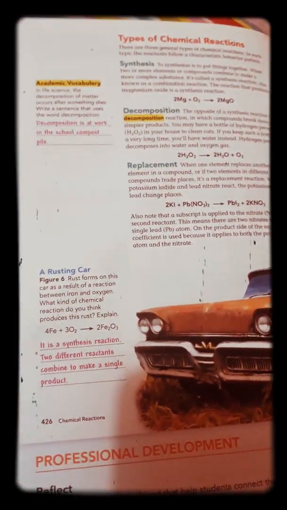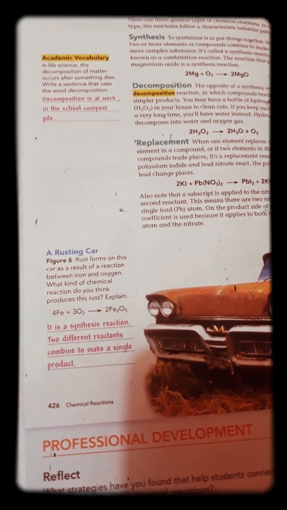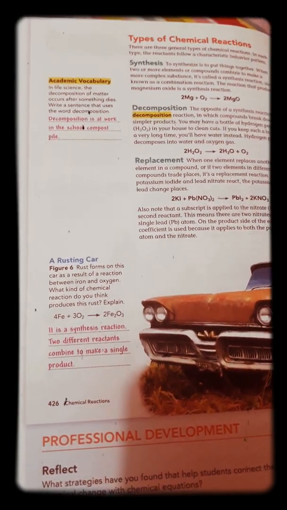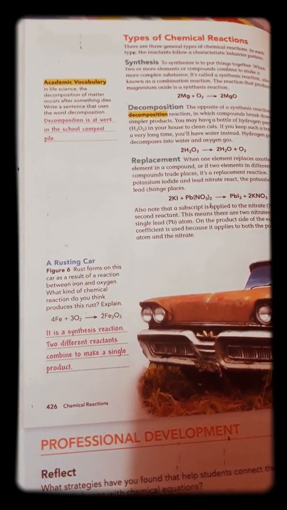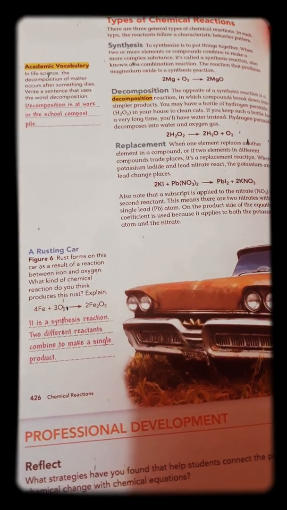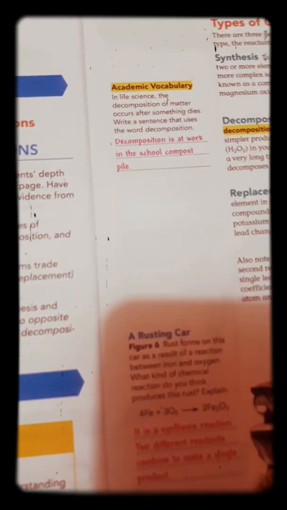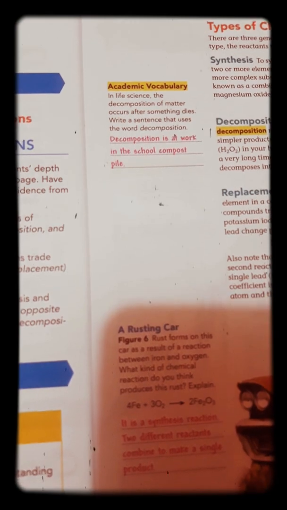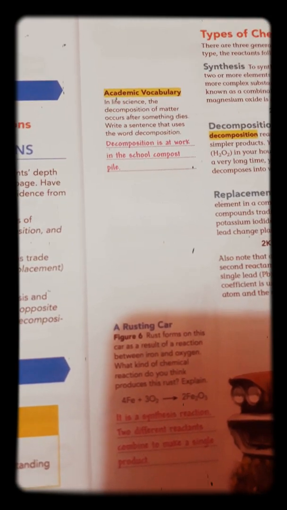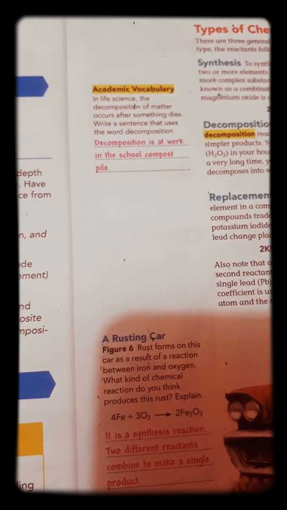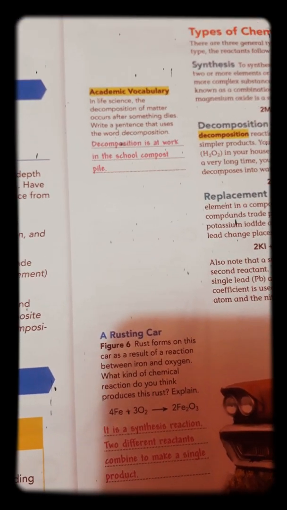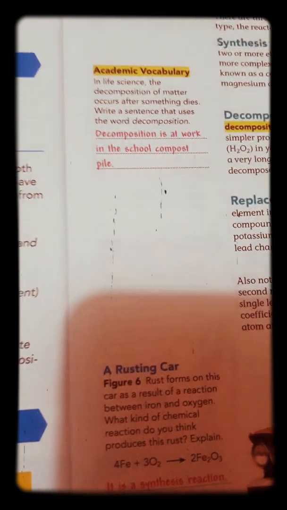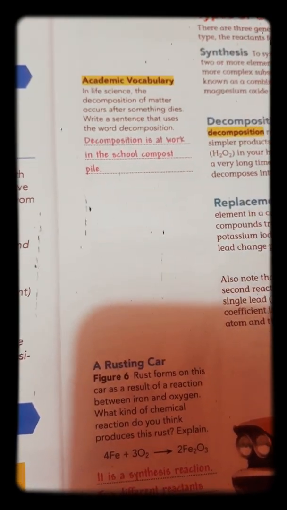Next page. Types of chemical reactions. Okay, we're talking about synthesis, decomposition, and replacement on this page. And the academic vocabulary says in life science that decomposition of matter occurs after something dies. Okay, write a sentence that uses the word decomposition. This is a good example: decomposition is at work in the school compost pile.